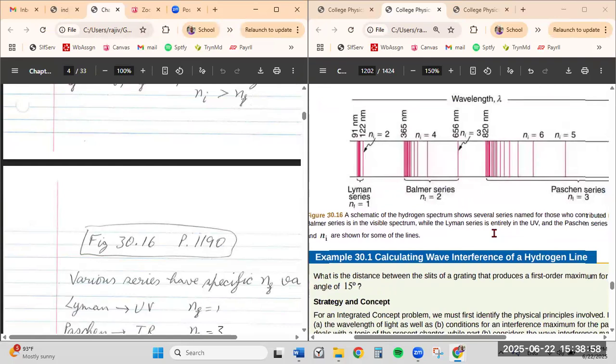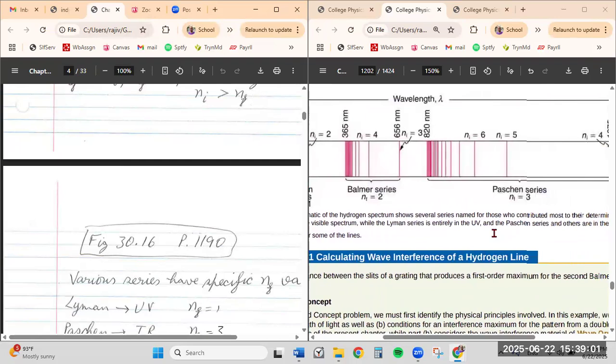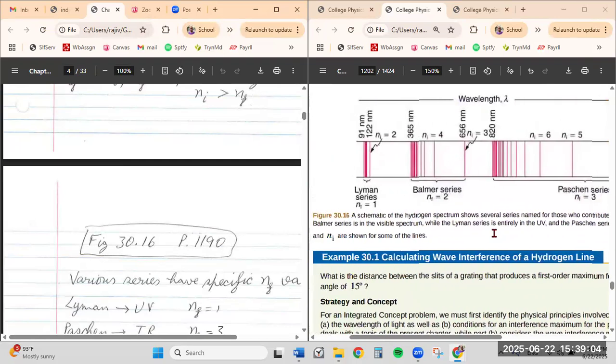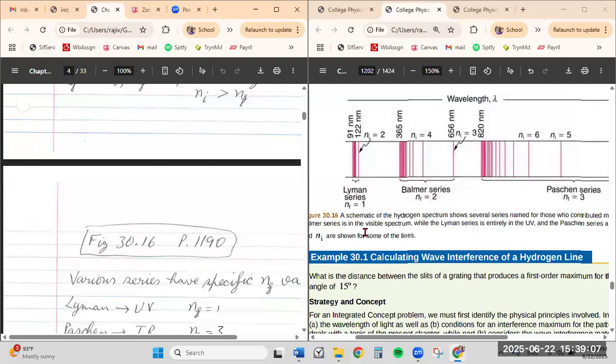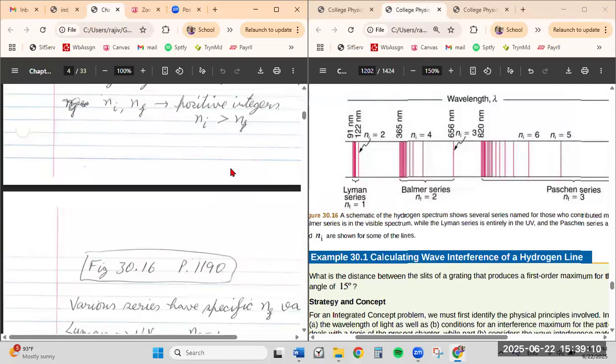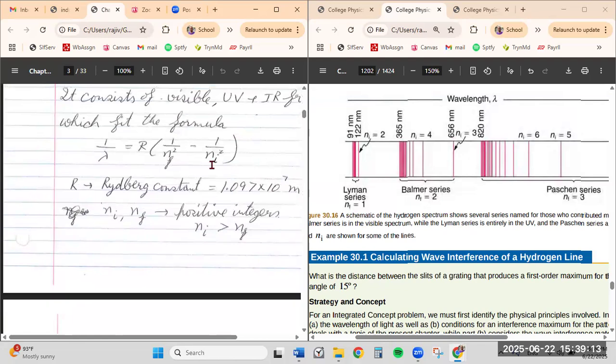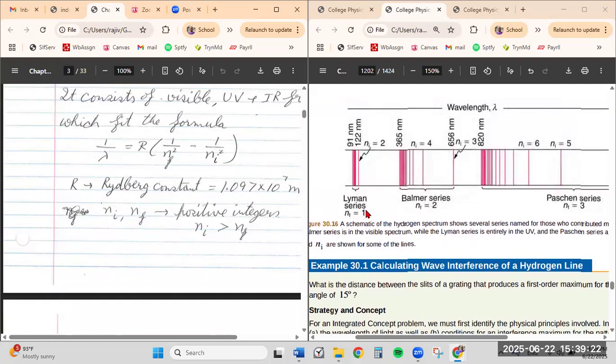This here is the spectrum of the hydrogen element, hydrogen gas. So what you see here is, like in this formula, Ni is a positive integer. So if NF is 1, then Ni can have different possible values. I'm sorry, if NF is 1, then Ni can have a value of 2, which is over here. And this portion of the spectrum is called the Lyman series.